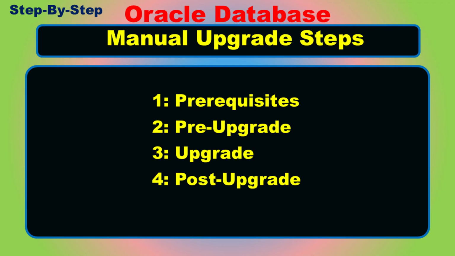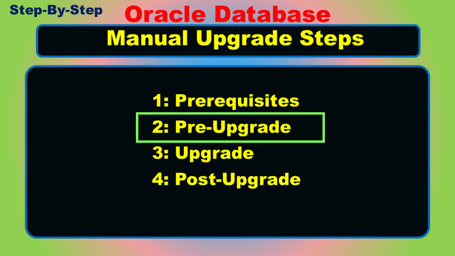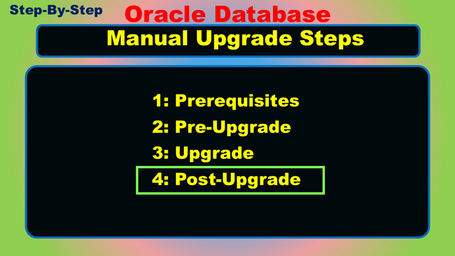So the manual upgrade activity consists of 4 broadly categorized steps. Number 1, the prerequisite steps. Number 2, pre-upgrade steps. Number 3, upgrade steps. And number 4, post-upgrade steps.